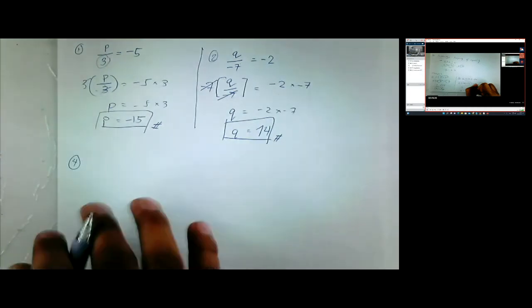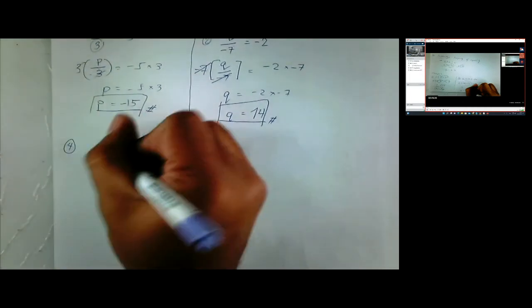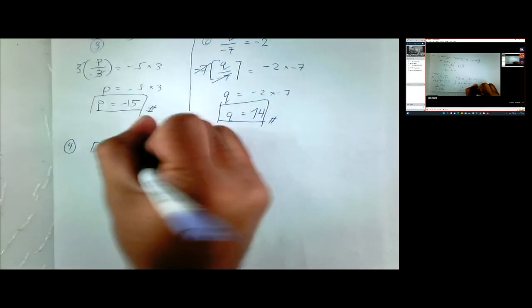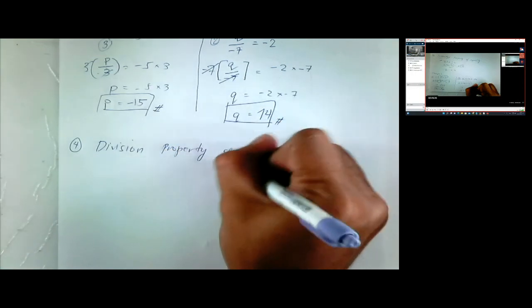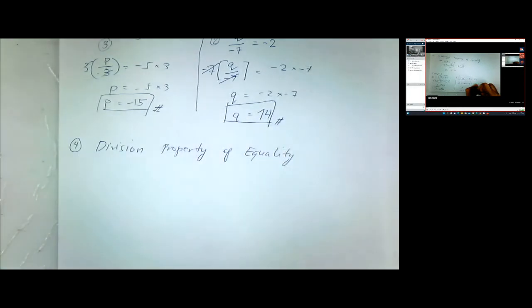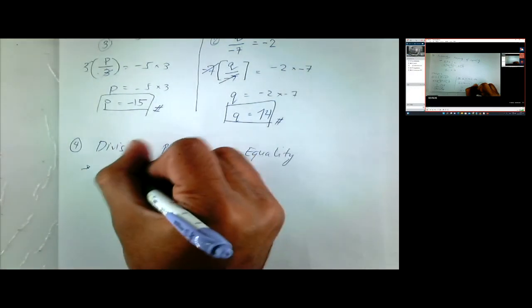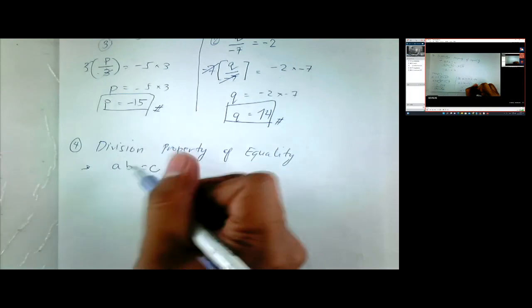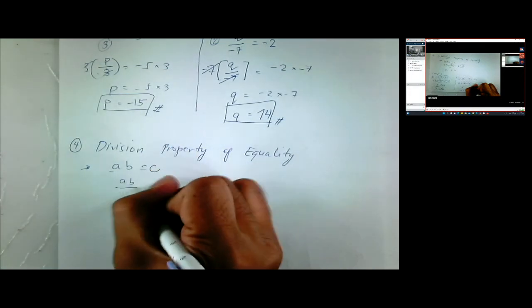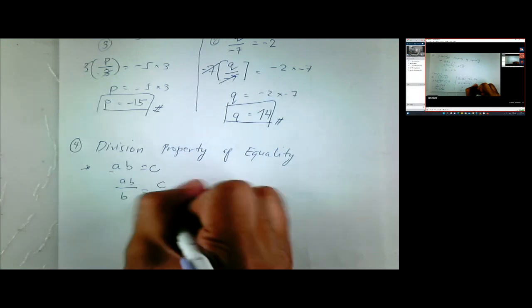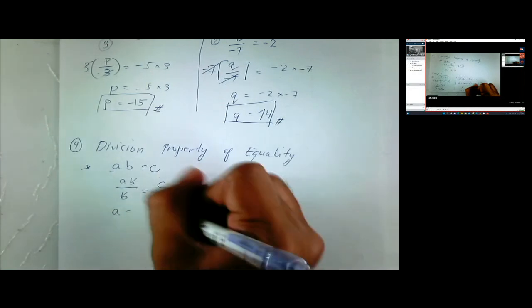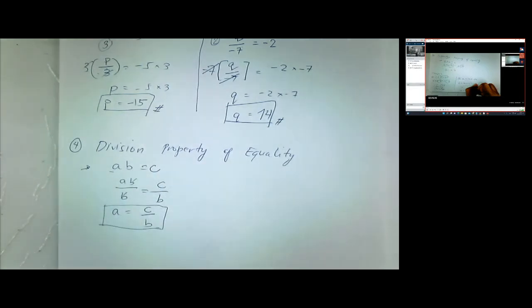Understand? Okay. Next. Property number 4, the last property that you need to remember. So we have the division property of equality. Division property of equality states that if you have AB equals C, and you want to solve for A, what you need to do is to divide both sides by B. If you divide this by B, you need to divide the other side by B. And so you will have A is equal to C over B. This is what the division property of equality is.